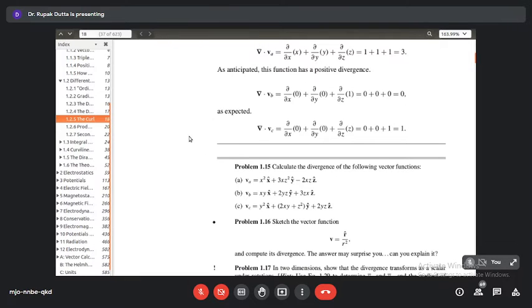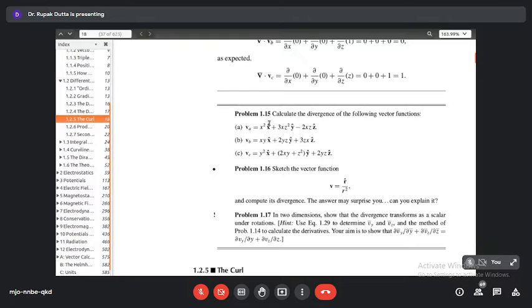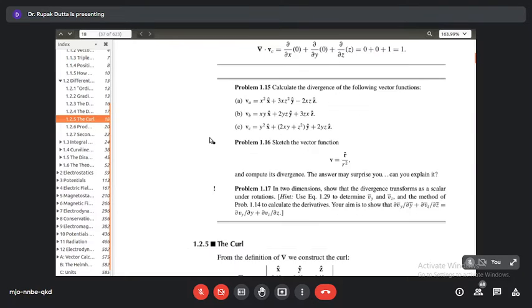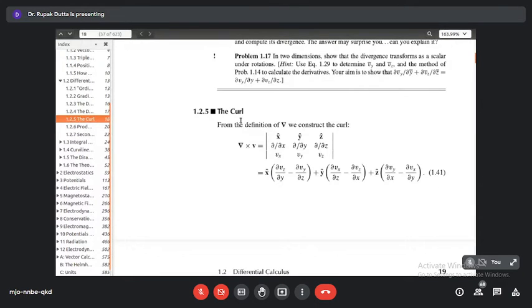Okay, so divergence, there are again several problems given in this book. You can try to do few of these. It's very simple. Calculation of divergence is quite simple, right? It is basically dot product, nothing else. So now I am going to talk about curl.